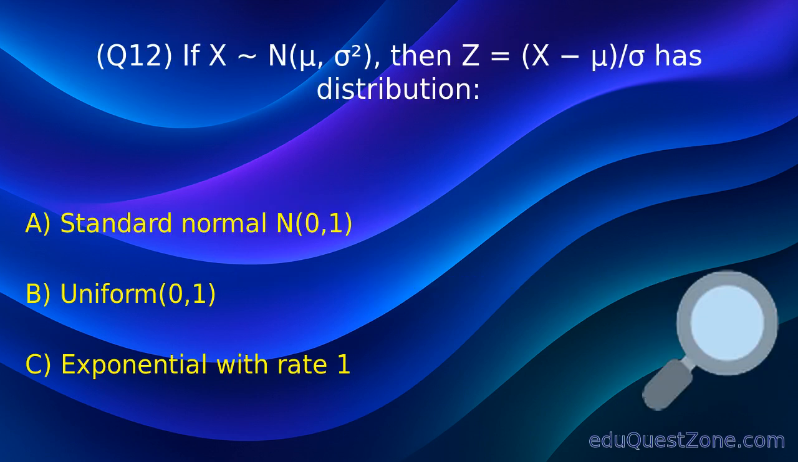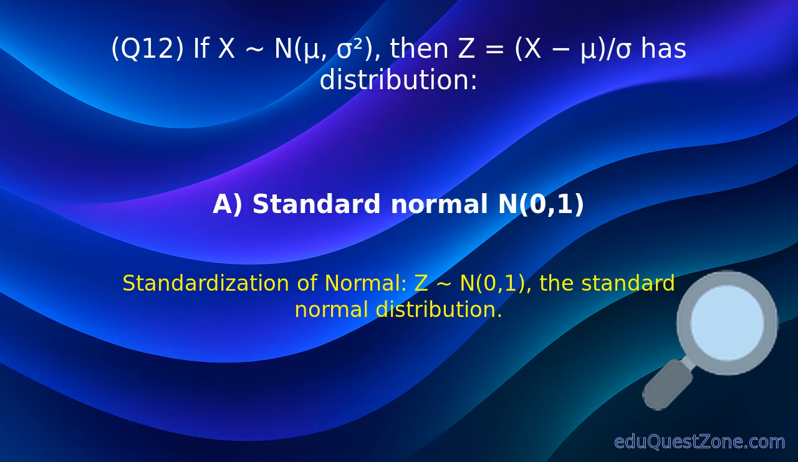Question 12. If X is normally distributed with mean mu and variance sigma squared, then Z equals (X minus mu) over sigma has distribution. Option A: standard normal (0,1). The standardized variable Z follows a standard normal distribution with mean 0 and variance 1.